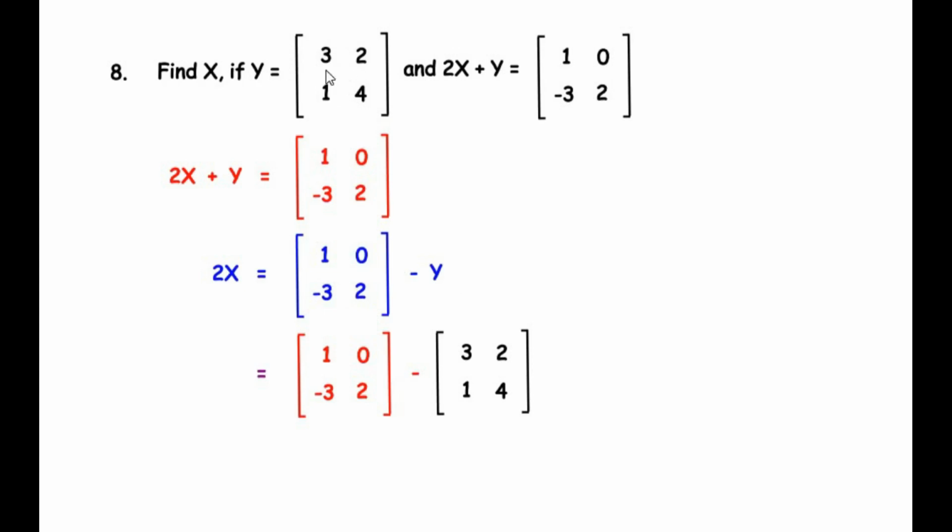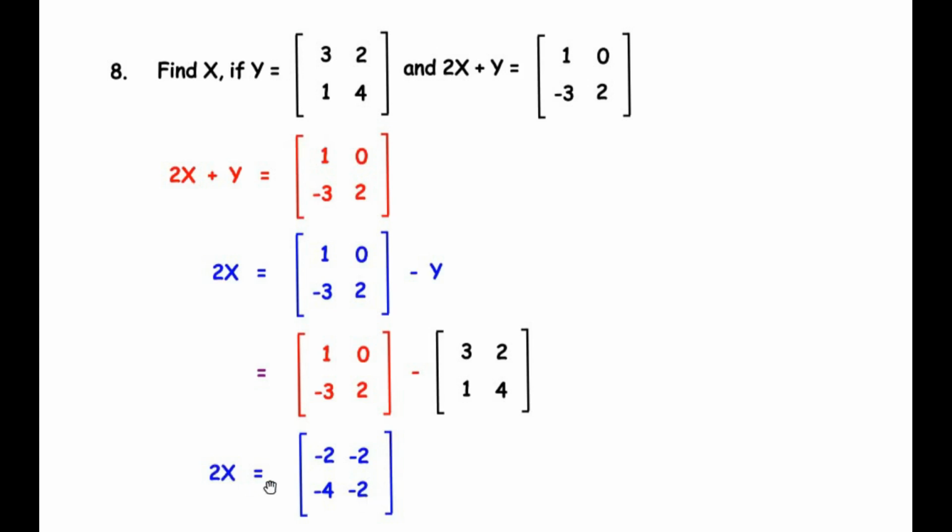Now let us plug in the value of Y here. So we get [1, 0; -3, 2], that is the given matrix, minus the value of Y. Now this is subtraction of matrices. So we get 2X is equal to 1 minus 3 gives us minus 2. 0 minus 2 is minus 2. Minus 3 minus 1 is minus 4. 2 minus 4 is minus 2.